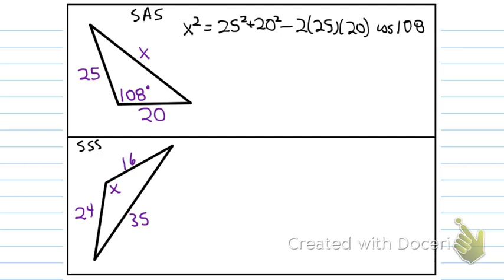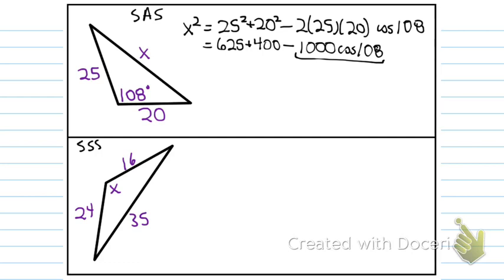We're going to follow order of operations. 25 squared is 625. 20 squared is 400. We are then going to multiply what becomes 1,000 cosine 108. Now, I said order of operations, and what we're not going to do here is 625 plus 400 minus 1,000, because we have to finish multiplication. And this is an important step that students sometimes forget. We have to multiply that out first because that's not 1,000, that's 1,000 times cosine of 108.